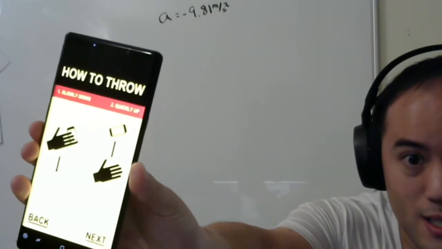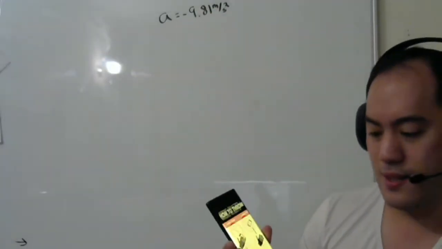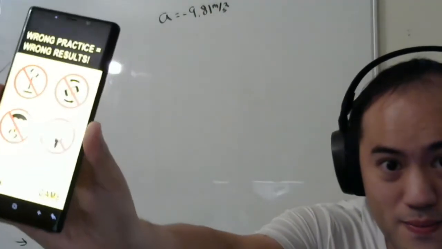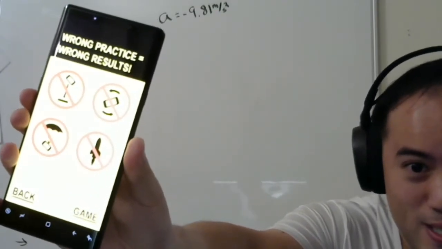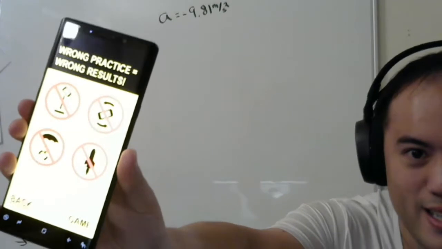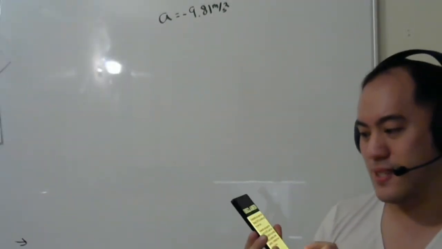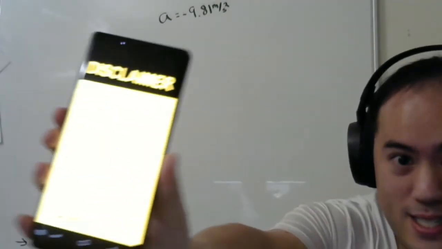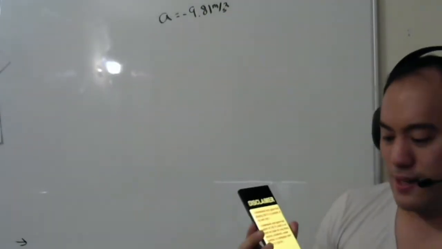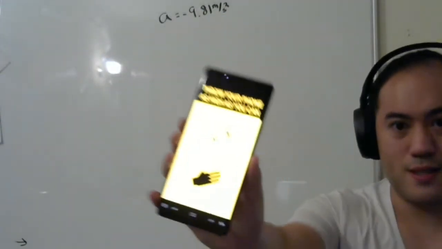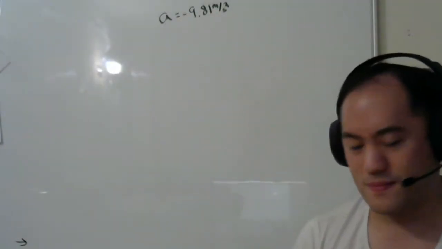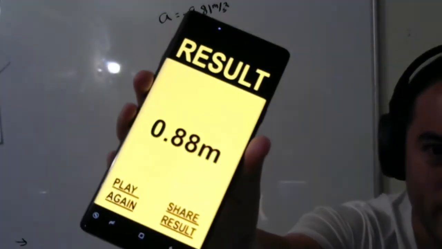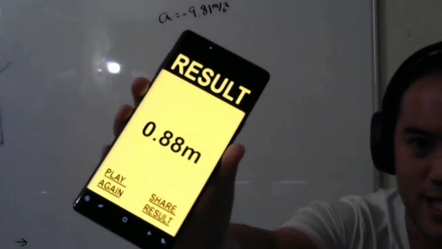Throw it quickly up. Don't let it spin. Don't attach a parachute to it. Don't use a rocket. And of course, catch it before it hits the ground. So I'm going to sign this disclaimer, or agree to the disclaimer, and here we go. Pretty simple instructions, pretty easy game. And I did it. 0.88 meters. Good job, me. Thanks.